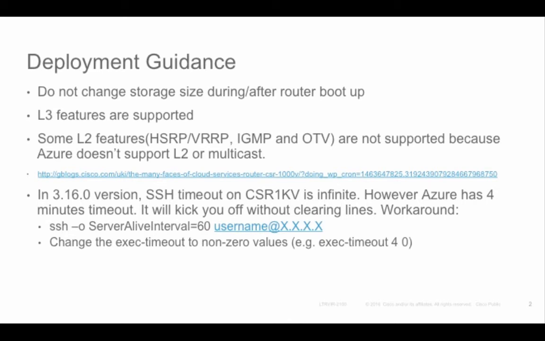First, as I have explained before, do not change the storage size during or after the router boots up. Leave it as default. We cannot change the size. Second, some of the layer 2 features like HSRP, VRRP, IGMP, and OTV are not supported because currently Azure doesn't support layer 2 or multicast features in the cloud. So that's why these layer 2 features are limited on the Azure cloud. You can take a look at the link below. Most of the layer 3 features are supported on the Azure cloud.